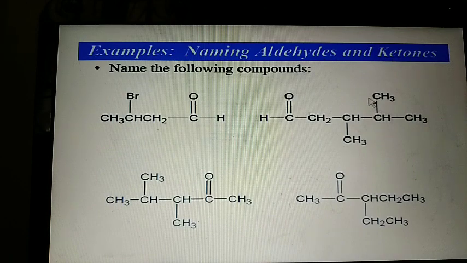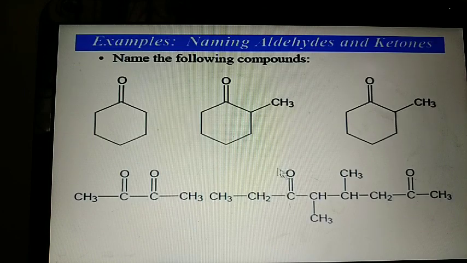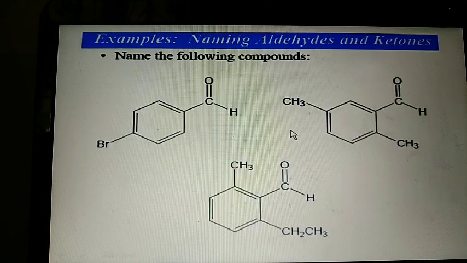For naming aldehydes and ketones, you just name this molecule. This is homework for you. You can easily name this molecule by using the functional group. This is an aldehyde, and this is also an aldehyde because of this CHO, and this is an alkyl substituent. This is a ketone, and this is a ketone because the carbonyl functional group is attached to two different carbon atoms. Like this, you can also name this compound. This is also homework for you.